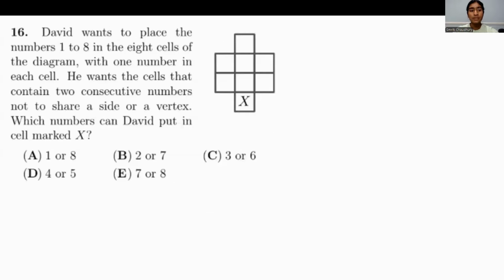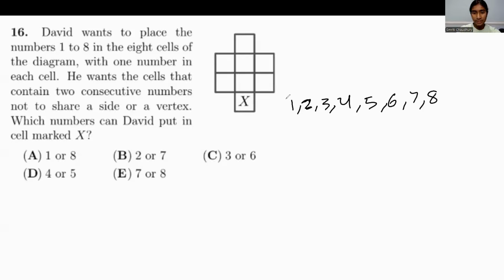Number 16. David wants to place the numbers 1 to 8 in the 8 cells of the diagram, with one number in each cell. He wants the cells that contain 2 consecutive numbers not to share a side or a vertex. Which numbers can David put in the cell marked X? So first let's just list our numbers of 1 through 8 out. So we've got 1, 2, 3, 4, 5, 6, 7, 8.